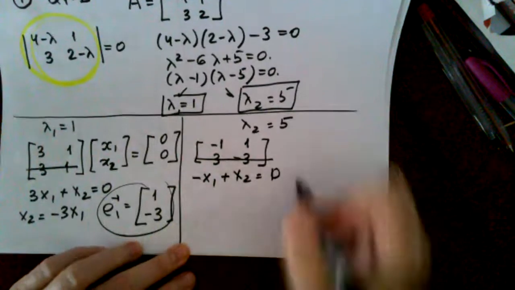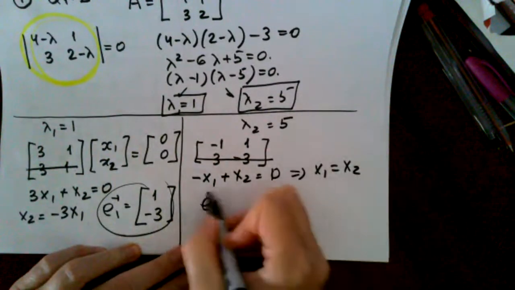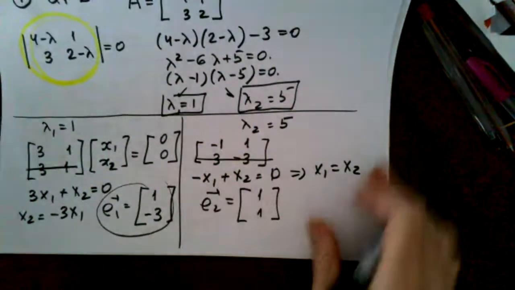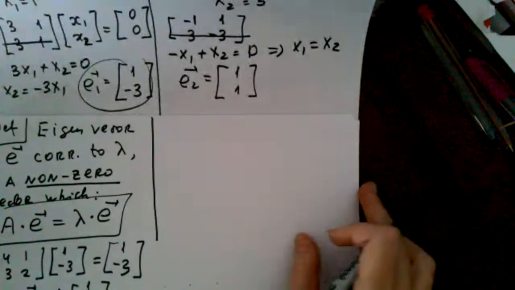Oh, 0, 0, sorry, I made a mistake myself. X1 is equal to x2. So our second eigenvector would be 1, 1, just 1, 1. Again, let's do our checking first. I never neglect doing checking, actually.